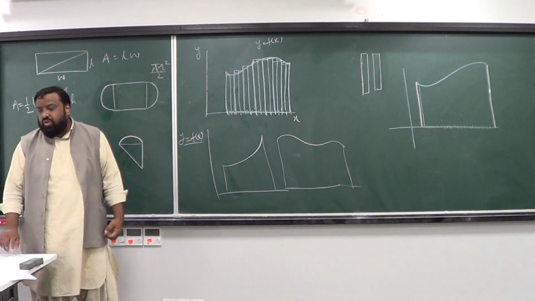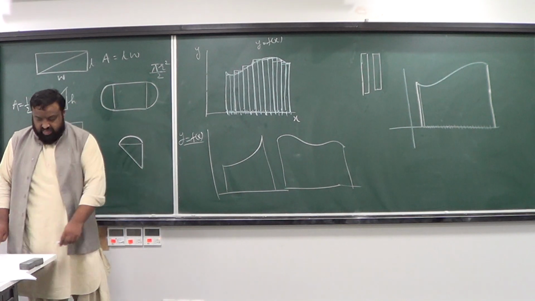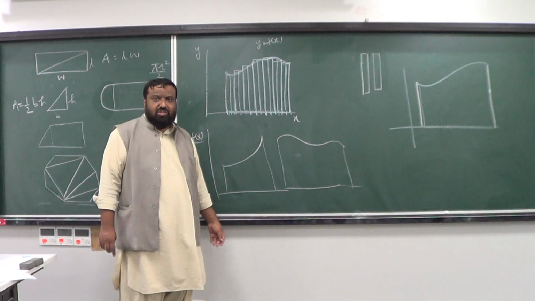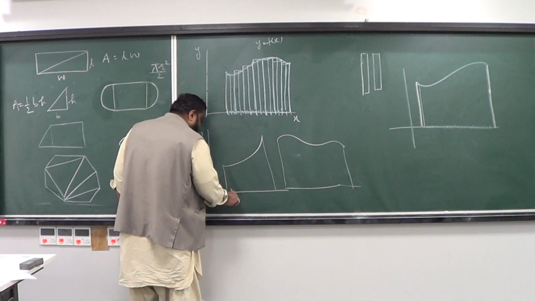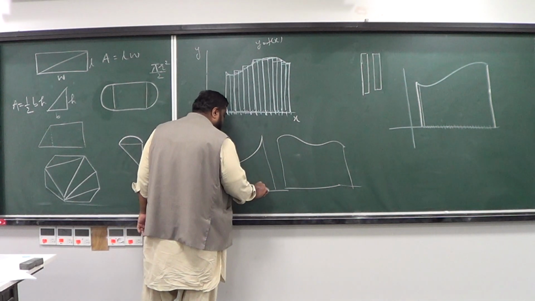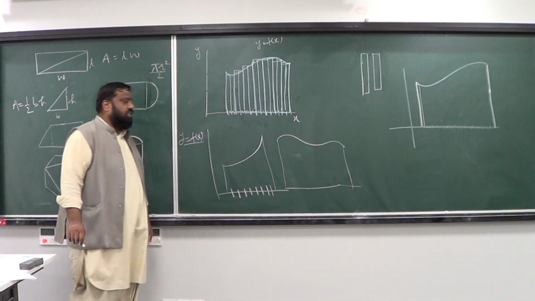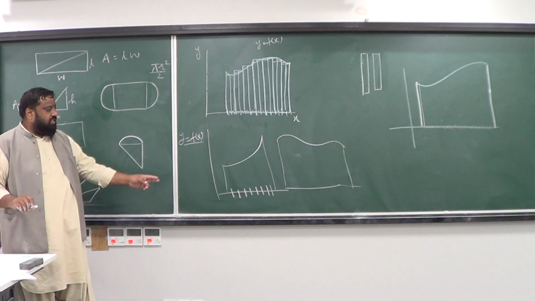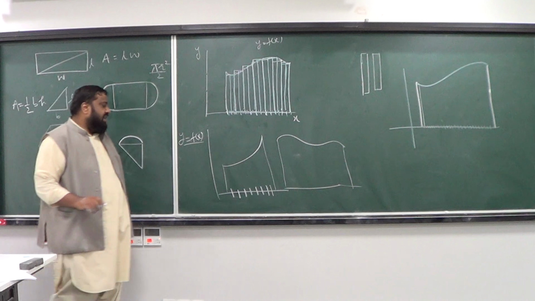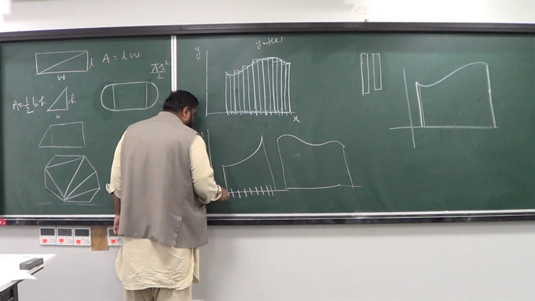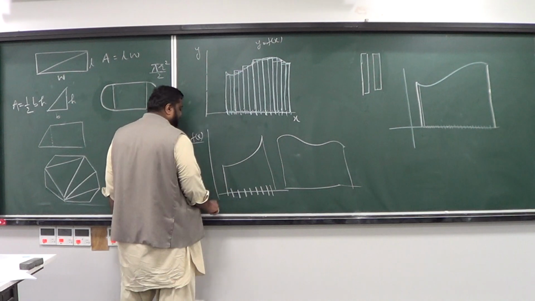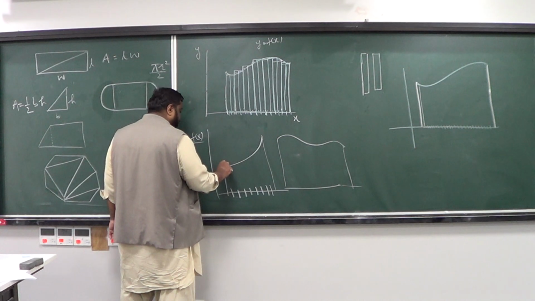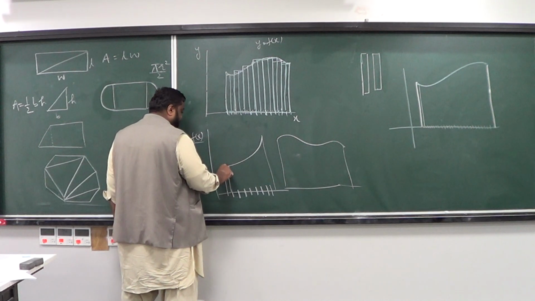Now you can ask why I always took the right end point. What if I took the left end point instead? Let's see what happens. Break this picture into small pieces and make rectangles from the left end points. Take the left end point, see what the value of the function is at the left end point, and make a rectangle out of it.